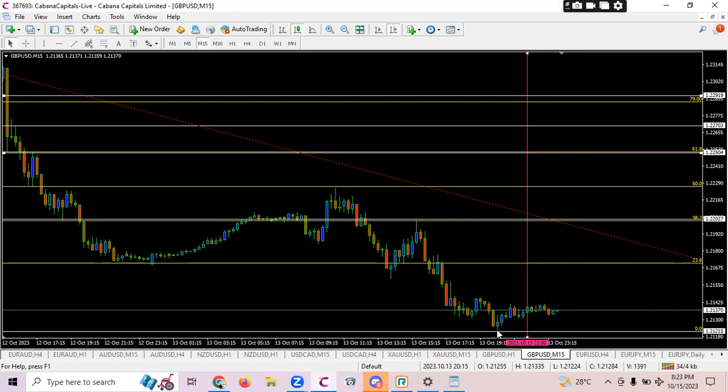So I'm looking for opportunities to buy maybe on Monday, Tuesday, and probably on Wednesday, we could see a change in trend from bullish to bearish. So that's what I'm looking out for on GBP USD.